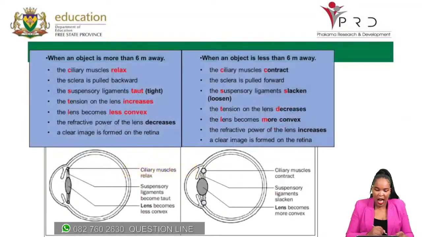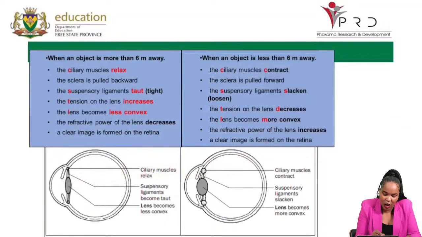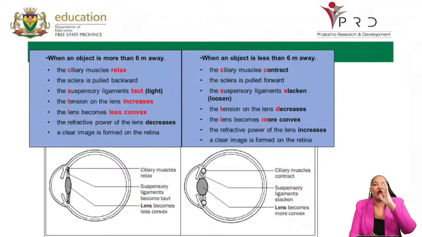Then, how does this whole story unfold? Let us take a look. When we look at an object that is more than 6 meters away, remember, you see the ciliary muscles are going to relax. We are only looking at these parts, which are the ones that are labeled. You see your ciliary muscles, you see your suspensory ligaments, you see your lens, and then, yes, those are the three parts. You must trace what is happening to the three parts.